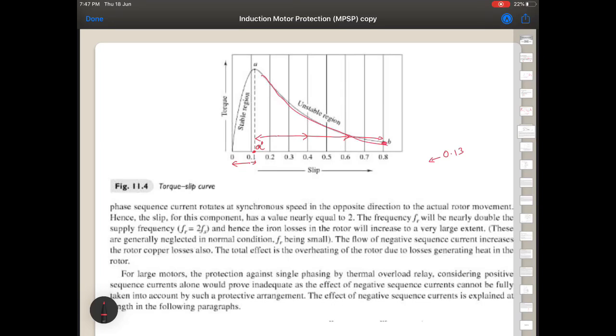So here at 0.8 slip, the motor will halt. It does not rotate. So this is an unstable region and this is a stable region. For a motor to operate in a stable region, we must operate with a slip of 0 to 0.1.